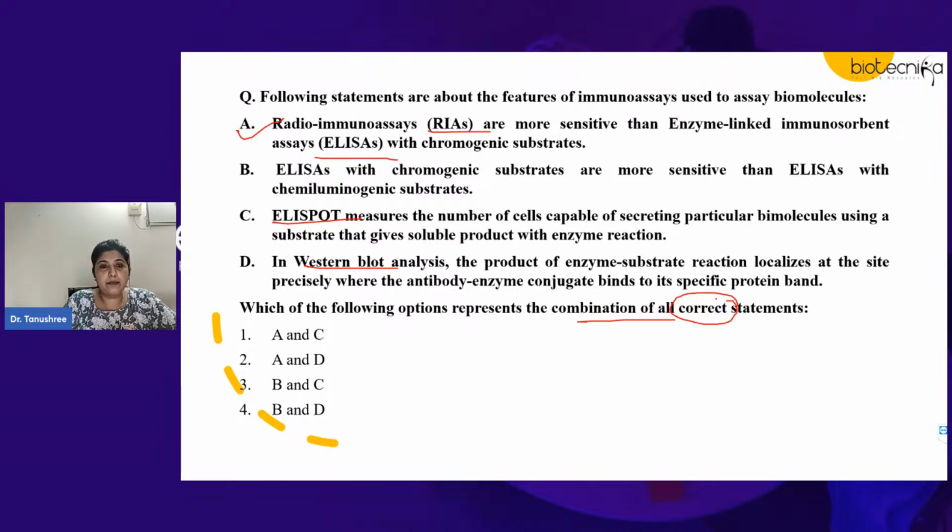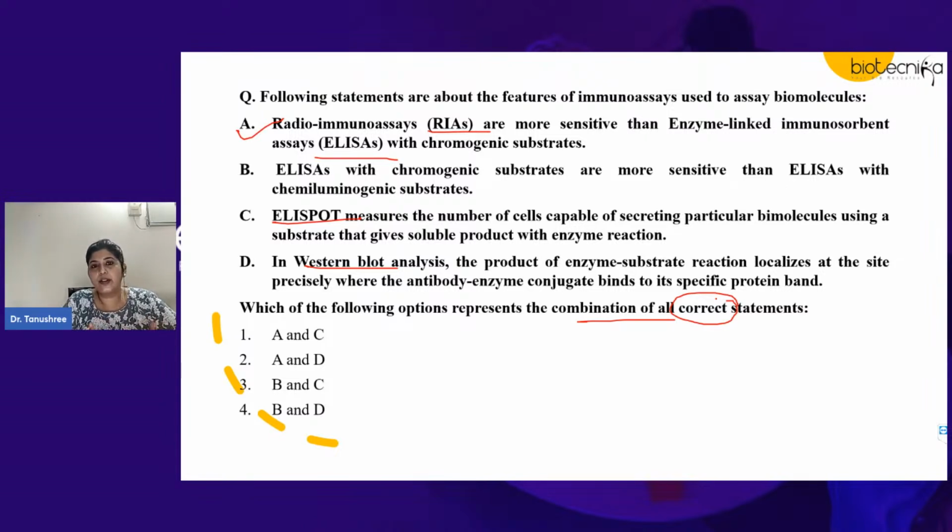So I think statement A, you know very well how to answer. What you need to recall here is the table that I showed you, right? In the table, the sensitivity of RIA was given, ELISA was given. See, these techniques, be it ELISA, be it RIA, they are sensitive and specific techniques. But when it comes to comparison, okay, which one is better? Which one is more sensitive?